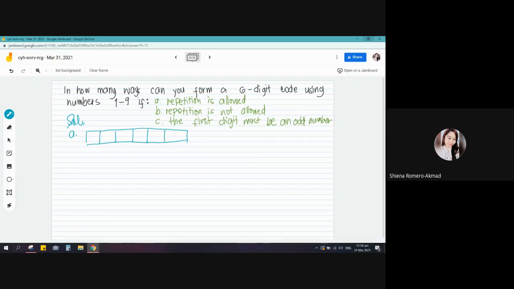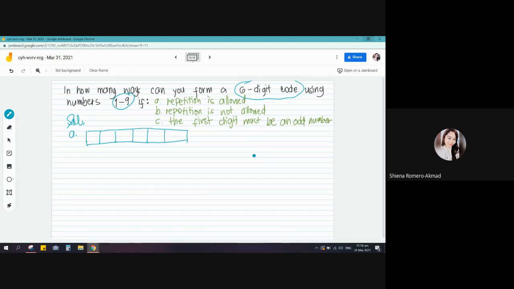Then, 6 lang. Now, we are going to use these numbers to form a 6-digit code. And repetition is allowed. When we say repetition is allowed, yung paggamit ng number ng paulit-ulit ay pwede. Okay? So kung gano'n ang mangyayari, we will use the box method.